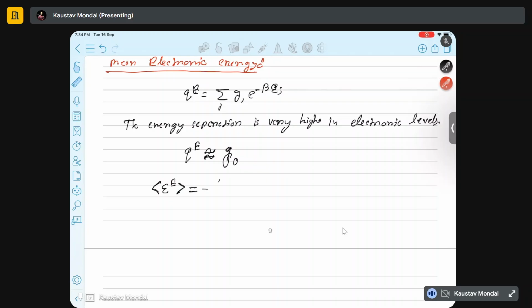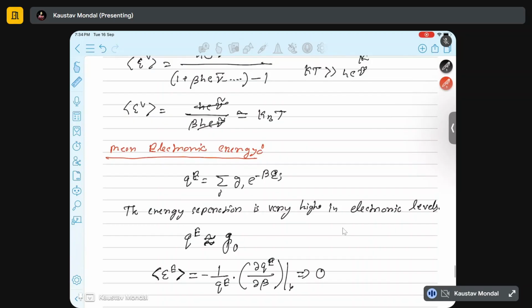So here you can write 1 by QE into del QE by del beta at constant volume. As g0 is just a constant number, the derivative would give you 0. So the mean energy contribution gives you 0 for the electronic contribution.